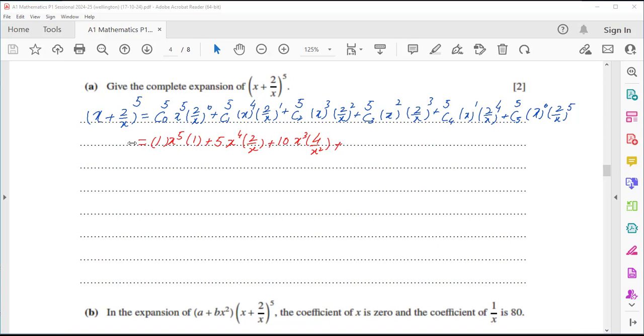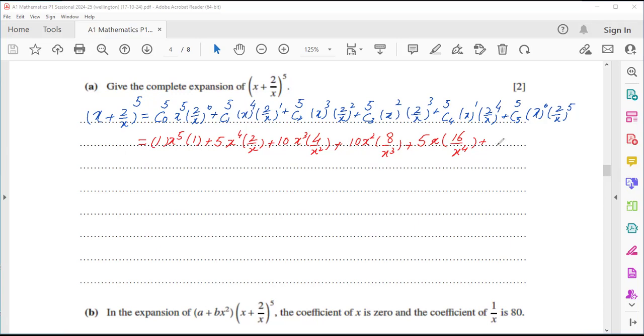5C3, the answer will be 10. So I have to write over here that becomes 10 and x raised to power 2, and that becomes 8 over x cubed. Then 5C4 becomes 5. You have to use the calculator. x will remain as it is, and it becomes 16 over x raised to power 4.